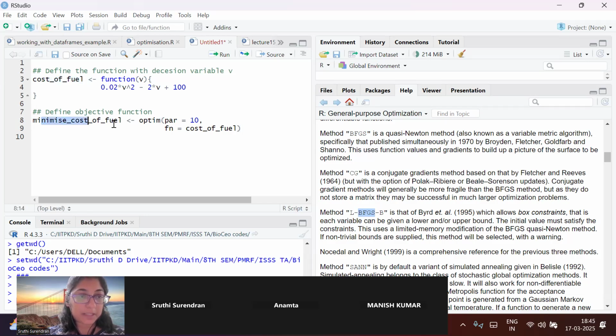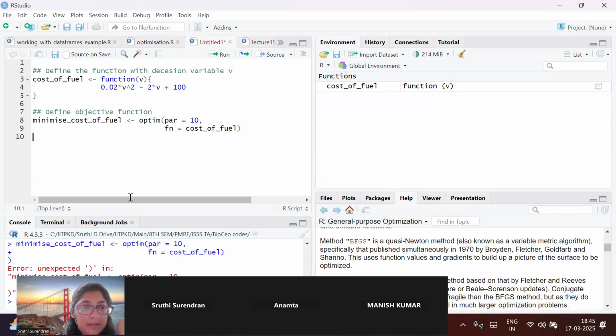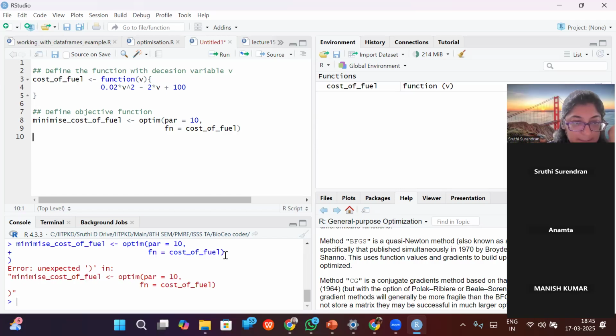I have defined the objective function, which is to minimize the cost of fuel. Now, how does optim know whether it is to minimize or maximize? By default, optim minimizes. If we need to maximize, we have to put in some other argument that will help optim understand that what you want is to maximize. So by default, it minimizes whatever function you provide over here. If you run this code, run, there's an error. Let's see what the error is.